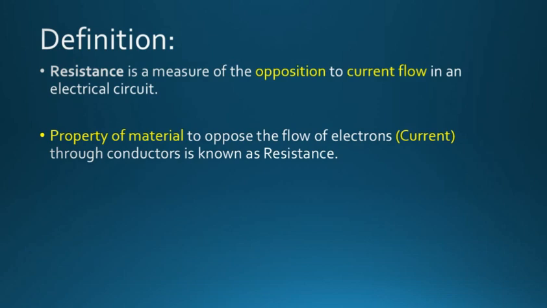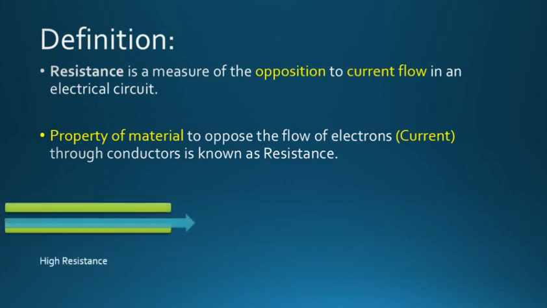From the first definition, we can conclude that opposition to current flow means that it actually controls the flow of current in a circuit. From the second definition, we can conclude that it is basically the property of a material which opposes the flow of electrons. Let us see an example.